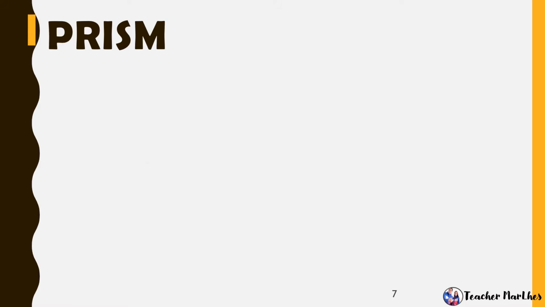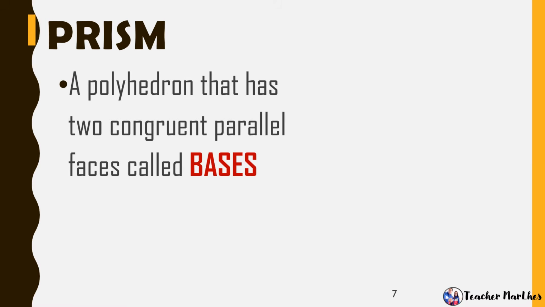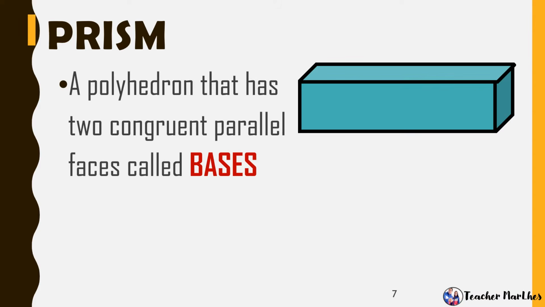Next is prism. It is a polyhedron that has two congruent parallel faces called bases. Congruent means equal. Parallel means lines or faces that when you extend, it will never meet. In this figure, the bases are the top and the bottom.